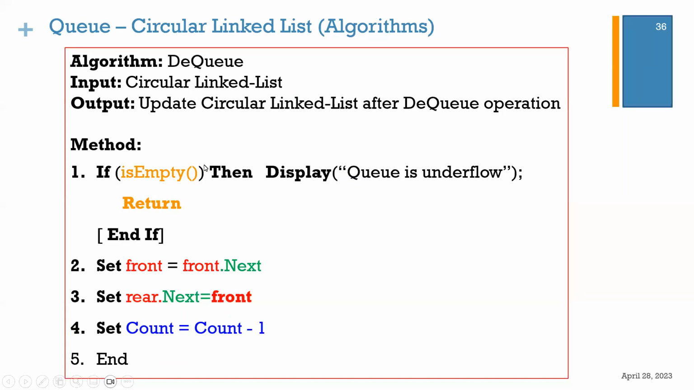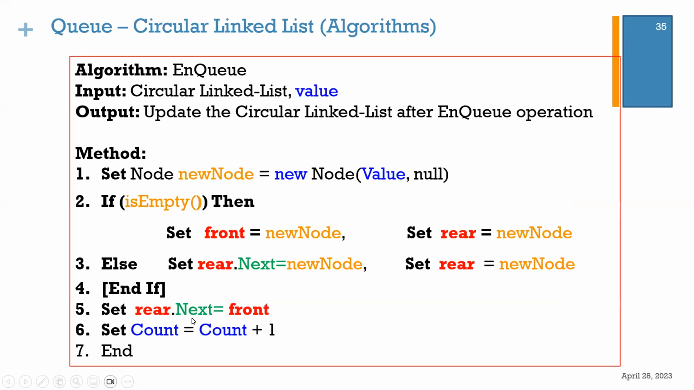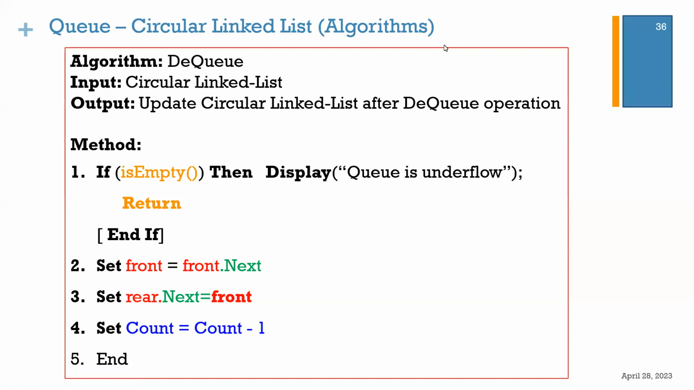But for DQ, we need another method. The rear.next must be equal to front. Also, front equals front.next. This is the part to remove from first, but the statement added here is rear.next equals front. Here, rear.next equals front. This is, I think, by mistake. So let's move on to.